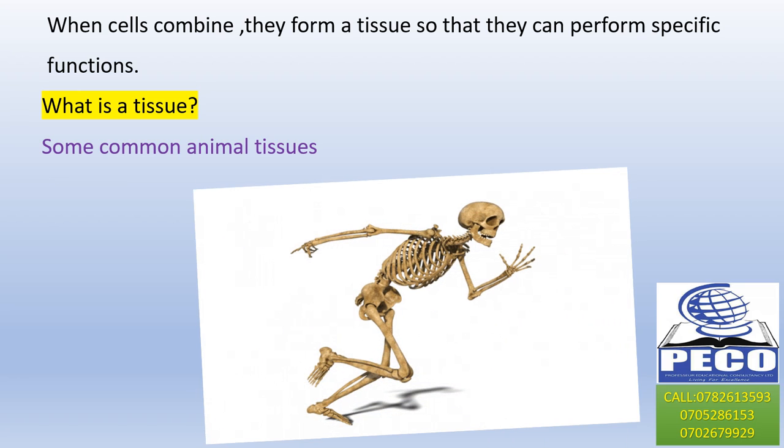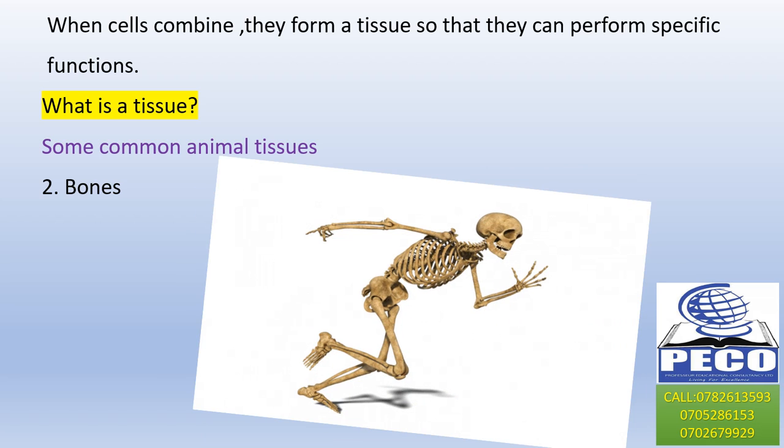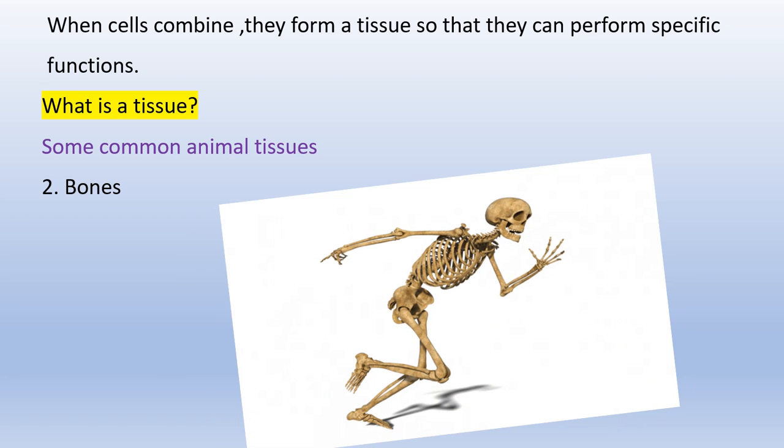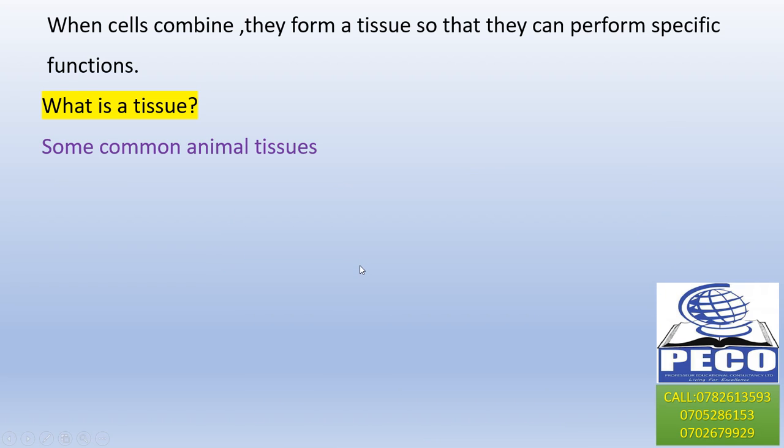Okay, those are the bones. Many of these bones, each of them has very many cells. So each of them becomes a tissue. Even this small part of the finger is a tissue. The rib is a tissue. This long one becomes a tissue on its own, because each of them has very many cells.